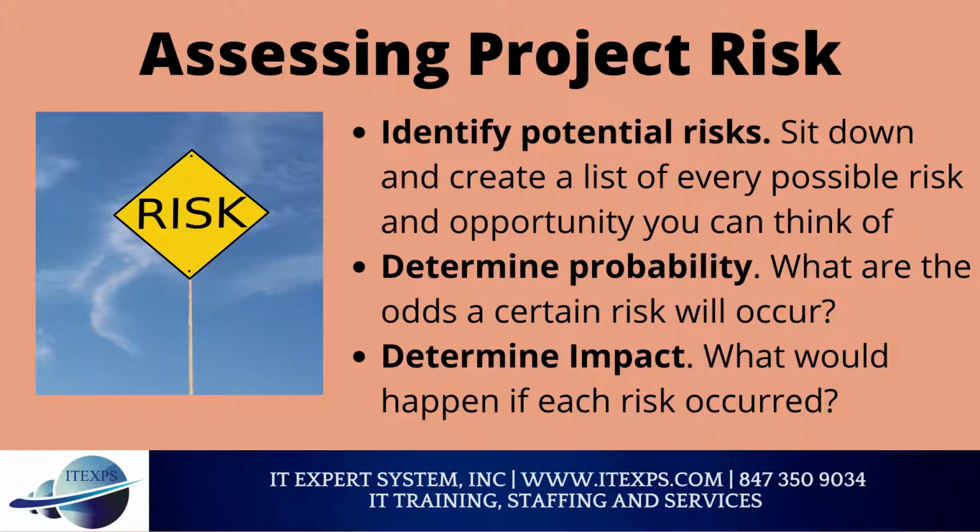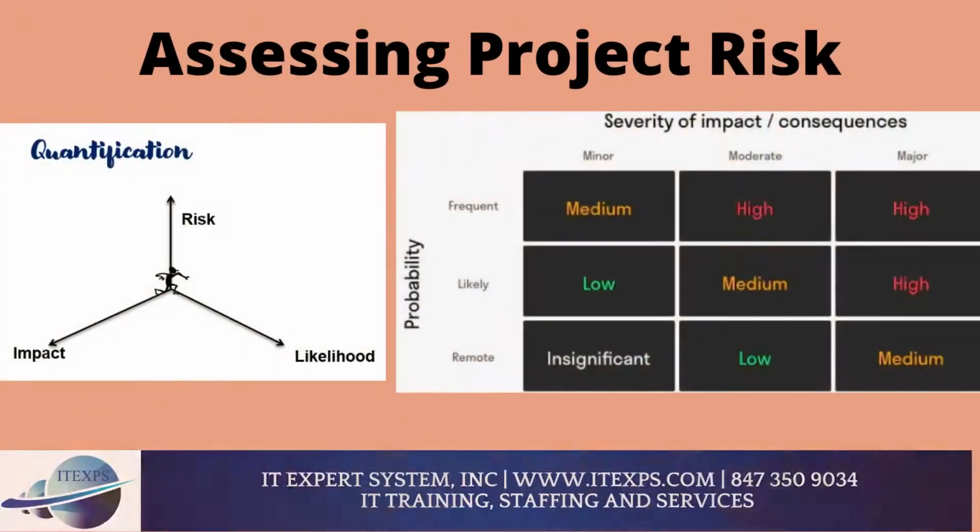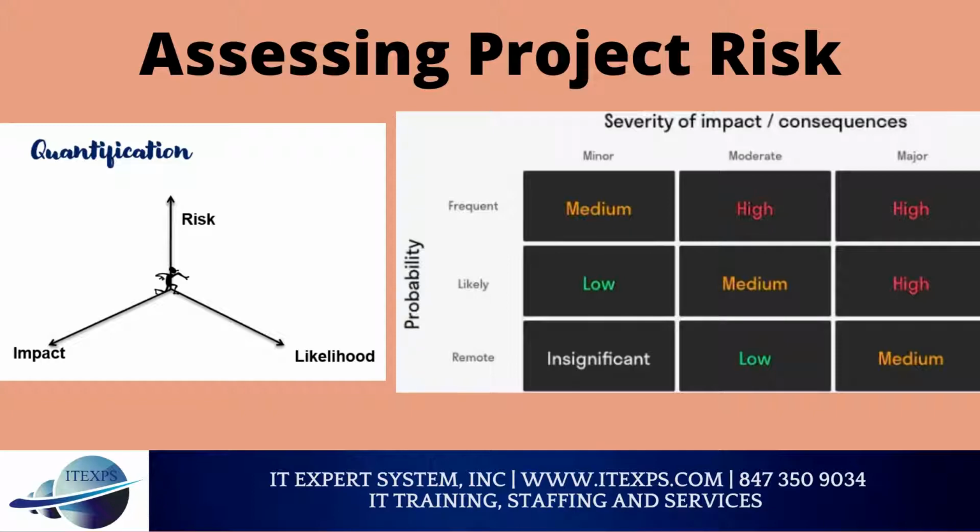Let's discuss how to assess project risk. Identify potential risks. Sit down and create a list of every possible risk and opportunity you can think of. Determine probability. What are the odds a certain risk will occur? Determine impact. What would happen if each risk occurred? Assessing project risk. Find out risk impact and its likelihood. A risk which has a higher likelihood and higher impact should be addressed immediately and closely monitored. The risk impact and likelihood matrix will help the team decide which risk should be addressed first.